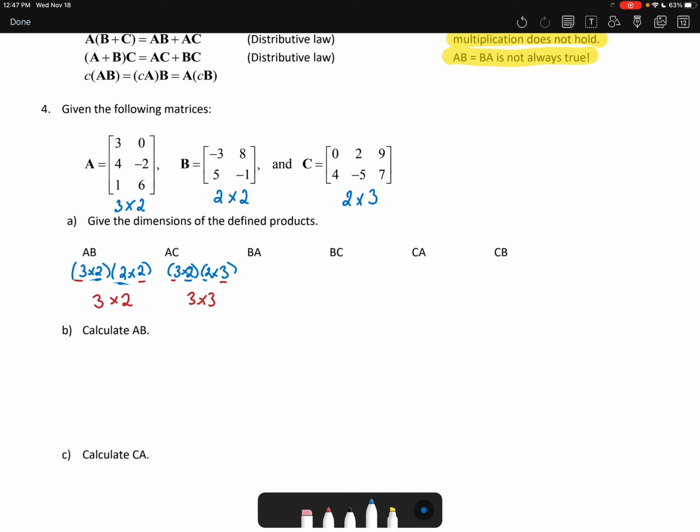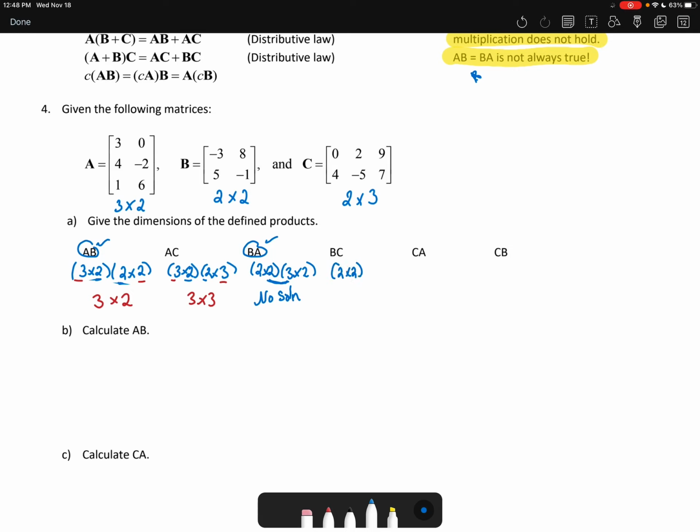Can we do B times A? B is a 2 by 2. A is a 3 by 2. We have a mismatch of inner dimensions, which means does not exist or no solution. So notice here, we can do A times B, but we can't even do B times A. So we've definitely just shown that this commutative property doesn't always work, because not only are those two not equal, one of them doesn't even exist in this situation.